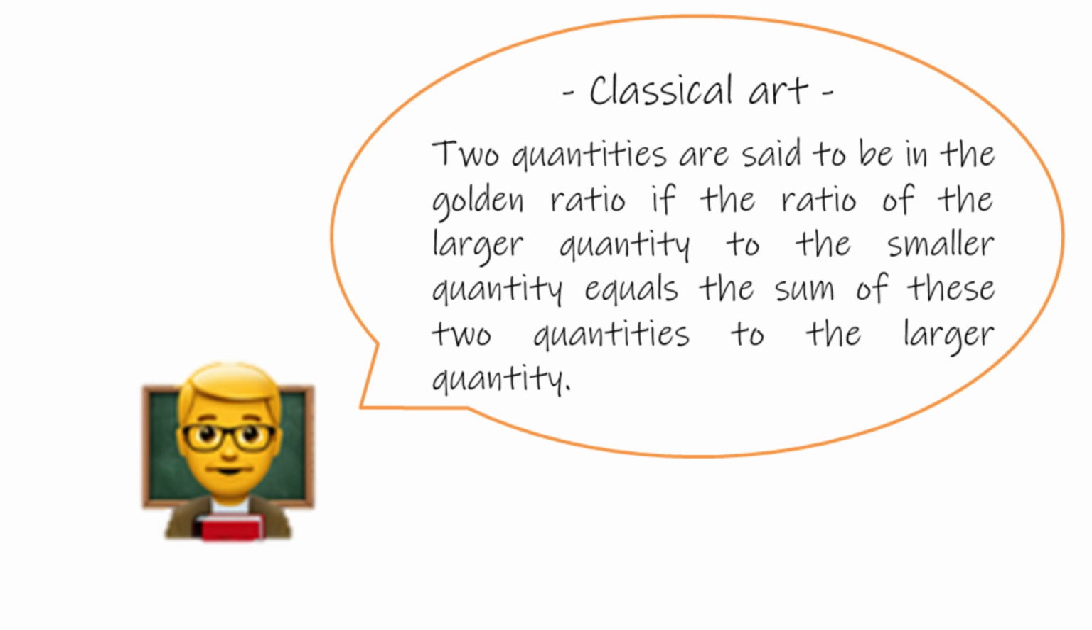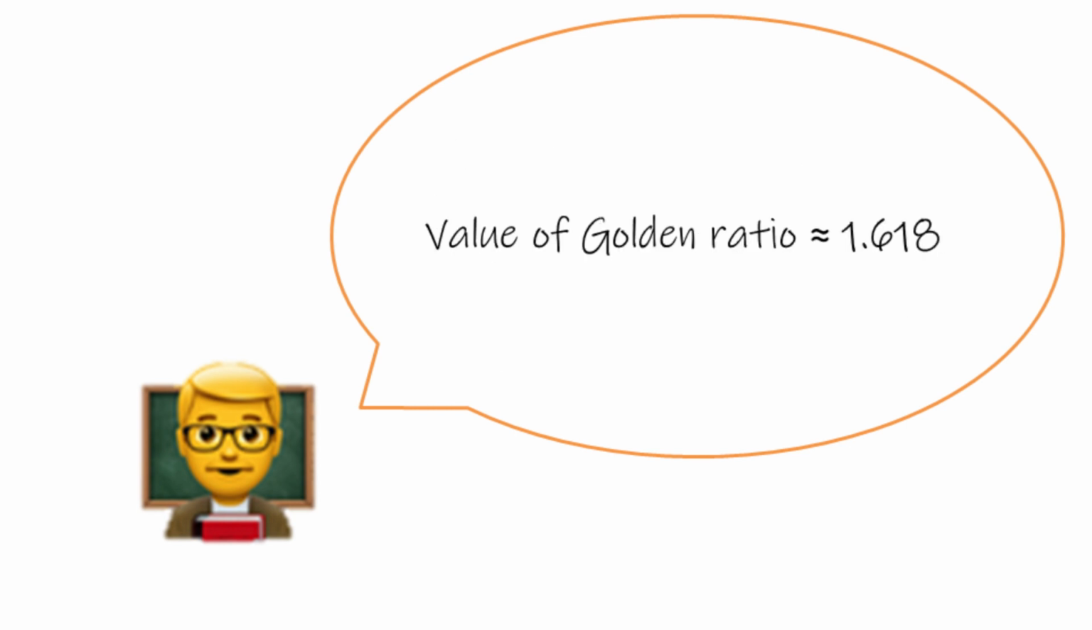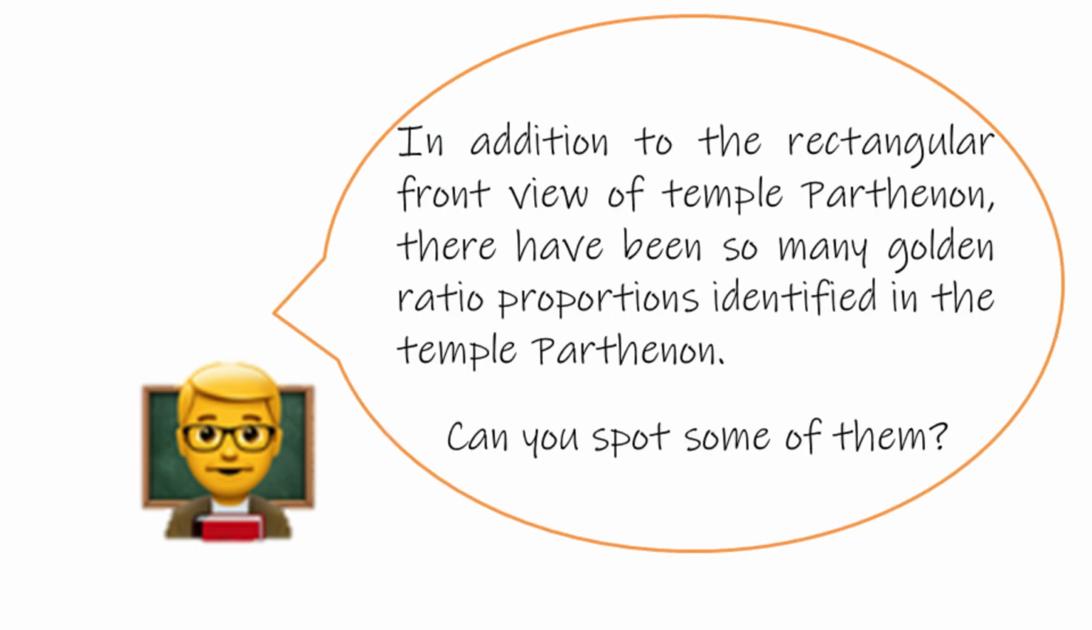Two quantities are said to be in golden ratio if the ratio of the larger quantity to the smaller quantity equals the sum of these two quantities to the larger quantity. The value of the golden ratio is approximately 1 to 1.618. If we look at the Pantheon from the front view, the ratio of the width to height of the Temple Pantheon is close to 1.618. In addition to the rectangular front view, there have been so many golden ratio proportions identified in the Temple Pantheon. Can you spot some of them?